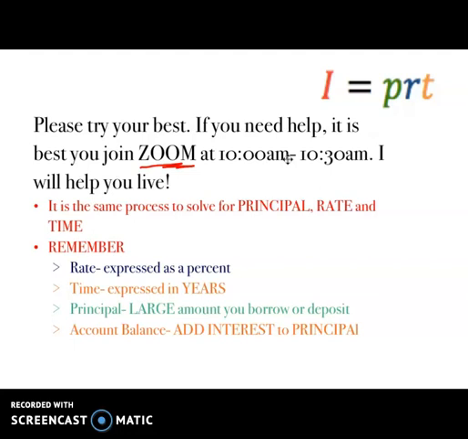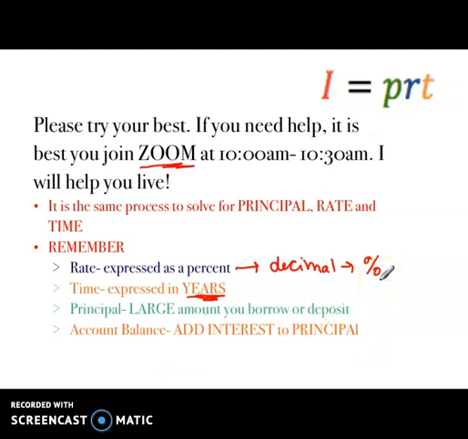It is the same process to solve for the principal, the rate, and the time. Okay, so I showed you 2 examples of each, but it's the same process. Remember, the rate, when you put your final answer in the form, you change the decimal to a percent because you have to express the rate as a percent in the form. The time is always in years, and the principal is the large amount of money you borrowed or deposited. And if it asks for account balance, like the last example, you add the interest to the principal to get the account balance, okay? So those are just some reminders.